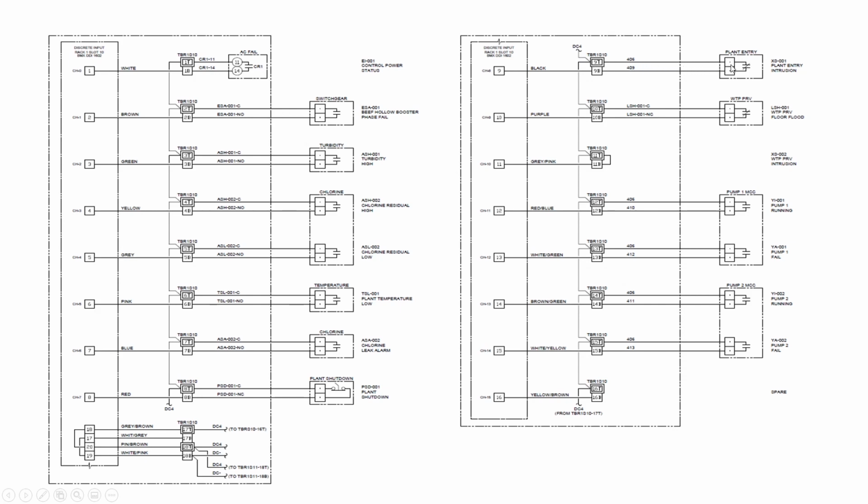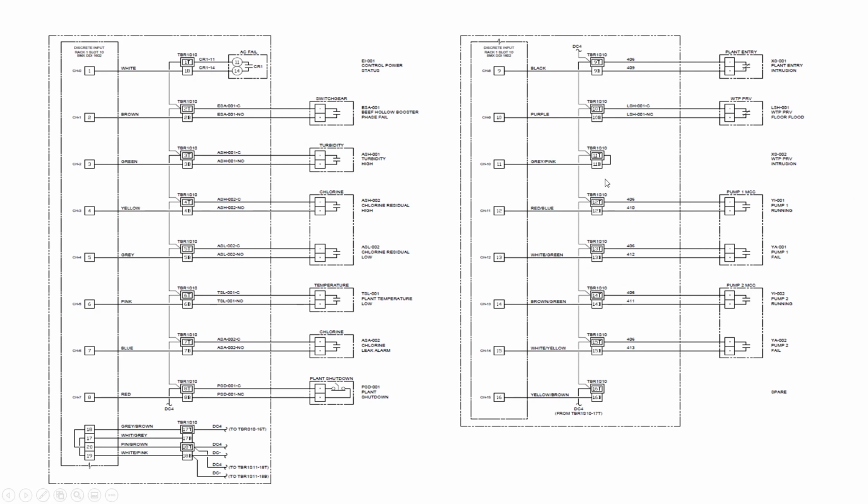This says plant entry intrusion. So this is going to be maybe like a door or something like that. This little symbol means it's normally closed. So if that door opens, the PLC is notified that, hey, I've lost voltage, because right now you've got power running through. This is normally closed, so normally the PLC sees this power. If that door is opened, this contact opened, and the PLC loses that power, and then the operator can be notified.